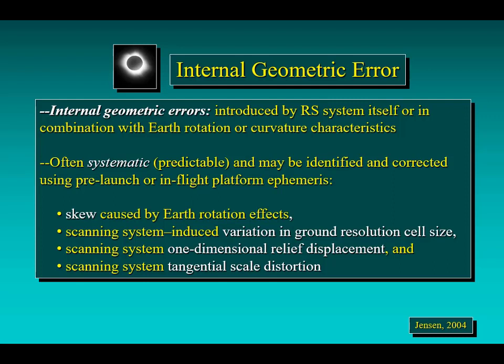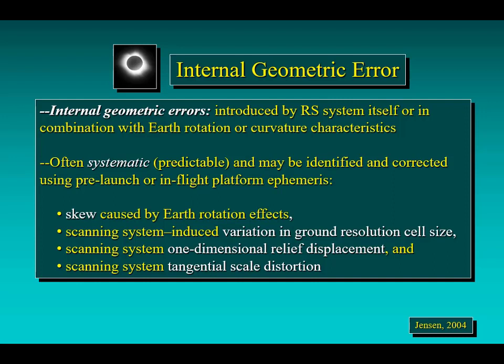I'll first briefly discuss internal geometric errors, and these types of errors are introduced by the remote sensing system itself, or it could be in combination with the Earth's rotation or the Earth's curvature characteristics. And often these types of errors are systematic or predictable in nature, and thus they may be identified and corrected for using pre-launch or in-flight platform ephemeris data. And that's just referring to the geometric characteristics of both the sensor system as well as the Earth at the time of data acquisition. And the types of errors that could be corrected for in this manner are as follows.